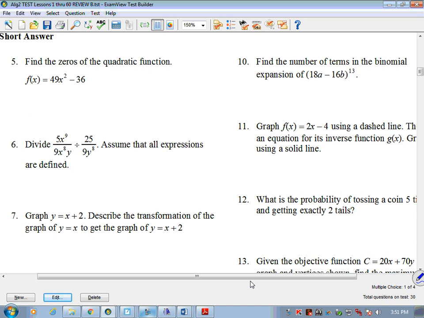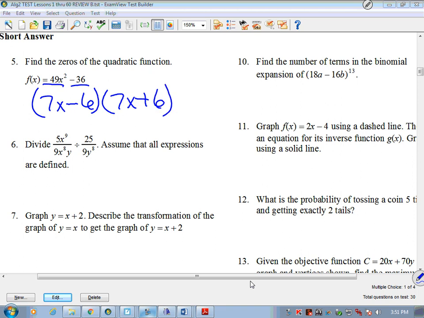Now we get into 5, find the zeros of the quadratic equation. And notice that both of these are perfect squares. So we can do 7x minus 6 times 7x plus 6. Now, because it wanted us to find the zeros, we're going to set both of these equal to 0. So 7x minus 6 equals 0. Add 6 and divide by 7. So x equals 6/7.